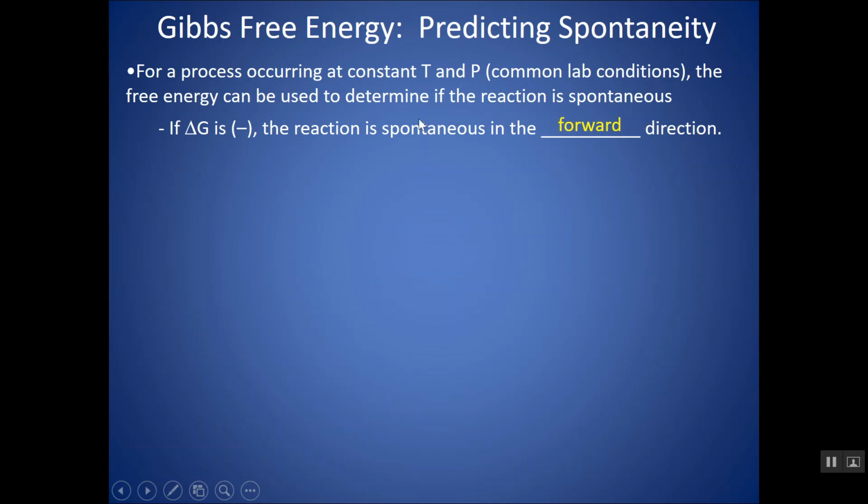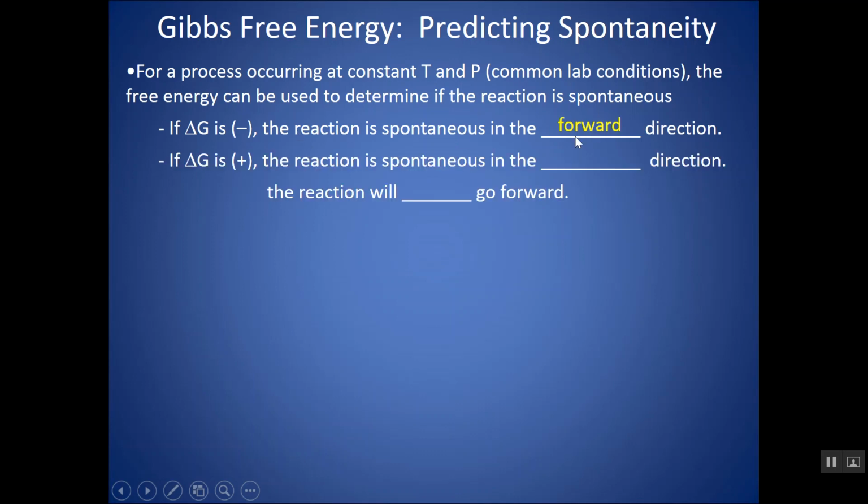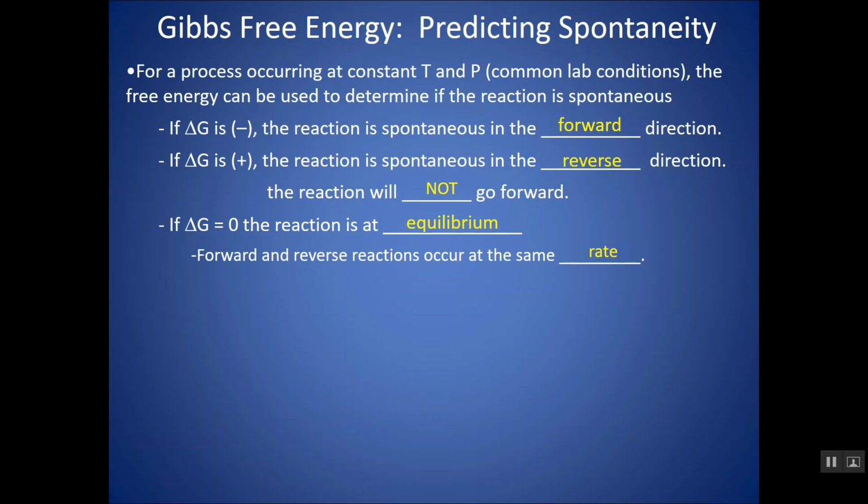Delta G is negative. Again, it means the reaction's spontaneous in the forward direction. If you get that delta G is positive, the reaction will be spontaneous but in the reverse direction, meaning it will not go forward. But if you happen to start with products, it would go in the reverse direction and turn back into reactants. So delta G being positive, not spontaneous, will not go forward. And if you get that delta G is actually equal to 0, the reaction's at equilibrium. And what does equilibrium mean? It means the rates of your forward and the reverse reaction are the same. The forward and reverse reactions are occurring at the same rate.